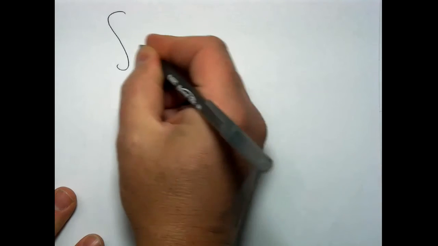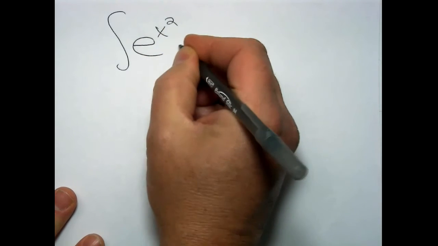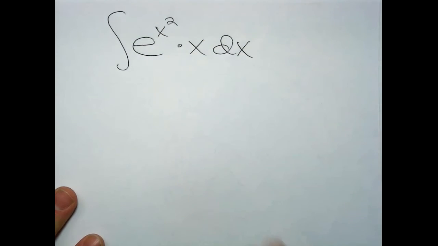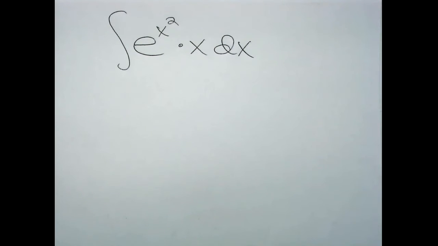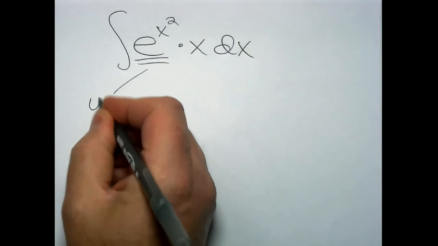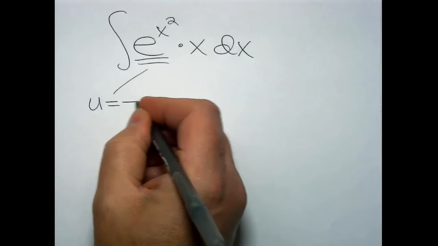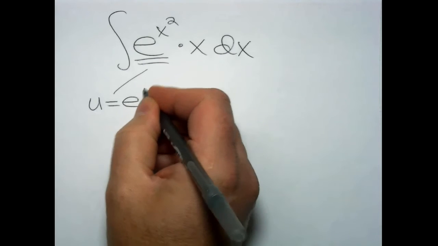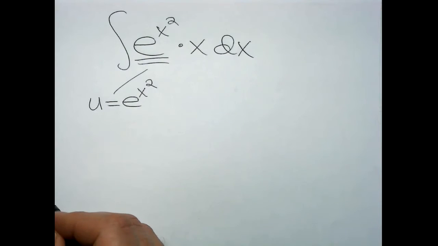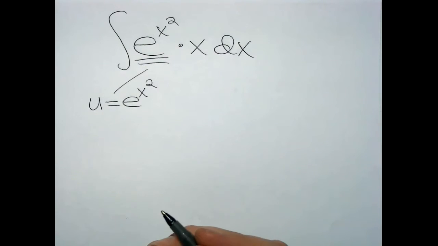So I'm going to start over again. I've got the integral of e to the x squared times x dx. And I'm going to actually do something a little different than the guidelines. What if I decided, and this is unusual, we don't normally do this, what if I decided to make u equal the whole thing over there? All right, I'm going to try it.